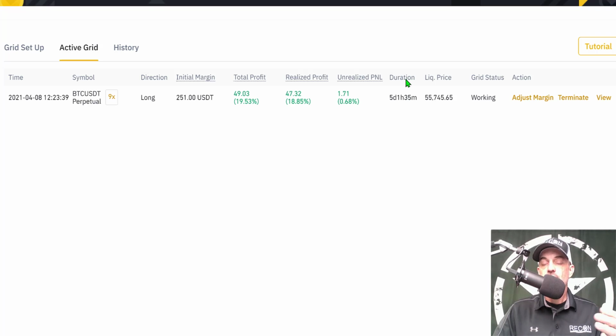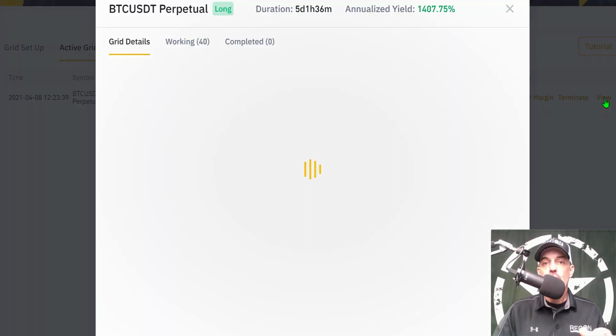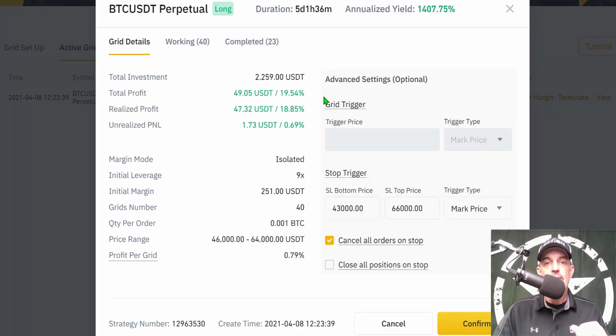And you can see the duration of this bot has been deployed for 5 days. And my current liquidation price is $55,000. So if Bitcoin were to crash, I have quite a bit of cushion down to $55,745 before I'd actually get liquidated. Now, if I click on view, we can see a little more details of the actual configuration of this bot.